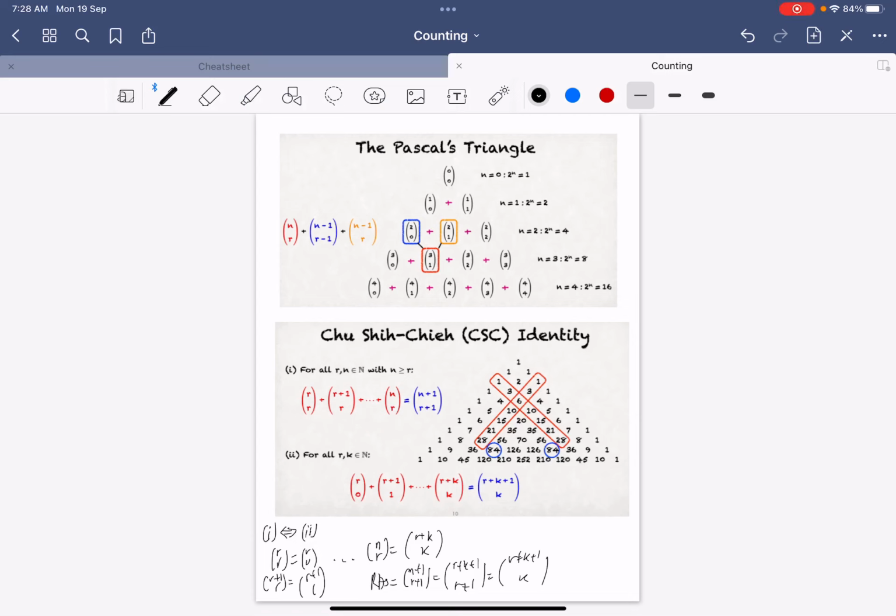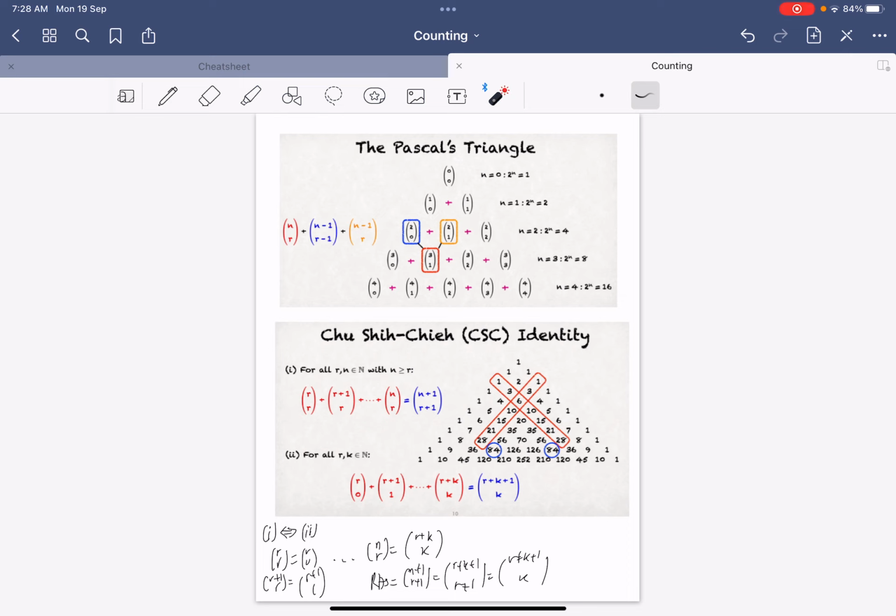Hi, in today's video, we'll be continuing our studies of combinatorics, and now we'll show the following properties of the Pascal triangle. So what is the Pascal triangle? The Pascal triangle was discovered to show the properties of the combination identities.